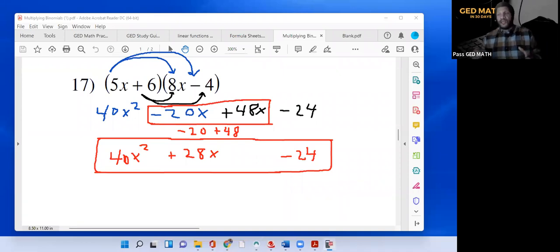But again, this is what I'm talking about. Watch this. I'm going to show you how you would use your calculator on this problem. You can't use it to multiply the x's.